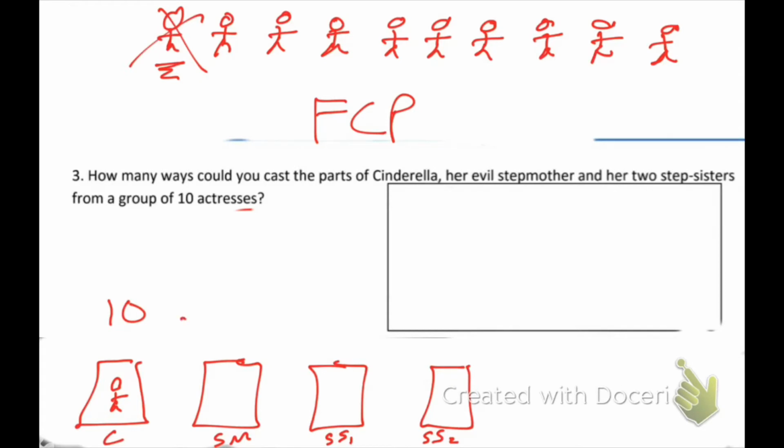So now, for the stepmom, how many people are available? Well, now, I have 9 people remaining. I pick a person.